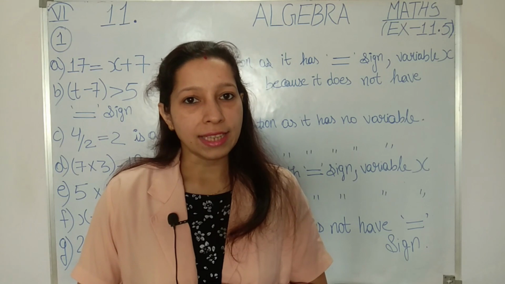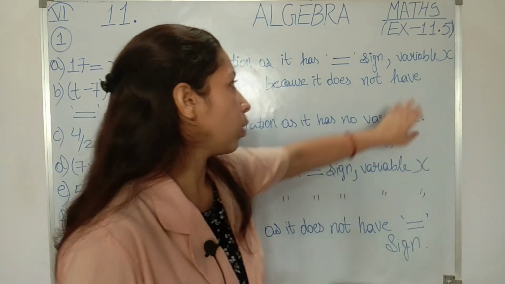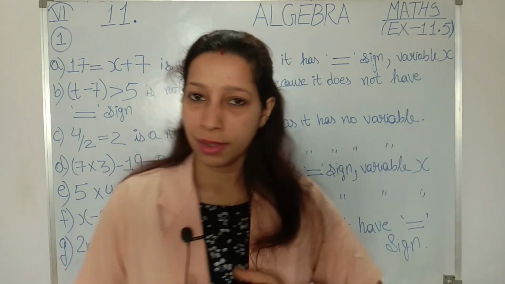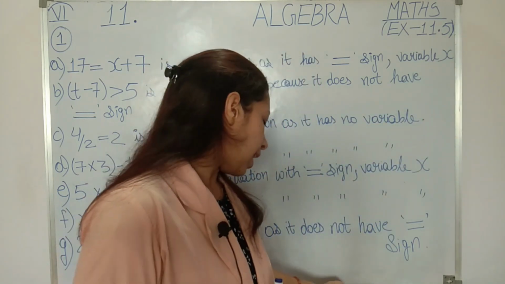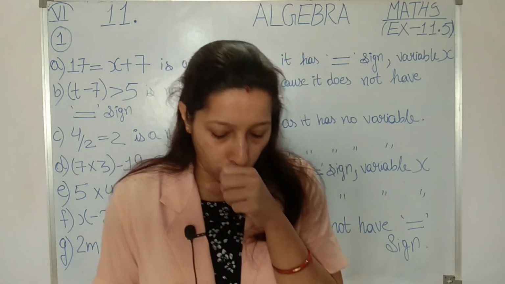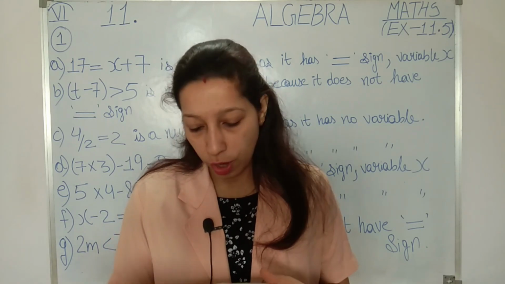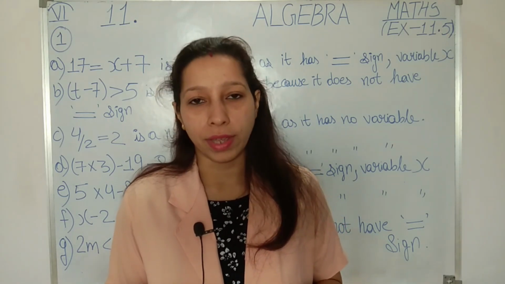Dear students, in the last video we completed exercise 11.4, and today in this video we are going to work with exercise 11.5. Okay, so let us start students. In your textbook, exercise 11.5, question number 1 is: state which of the following are equations with a variable.